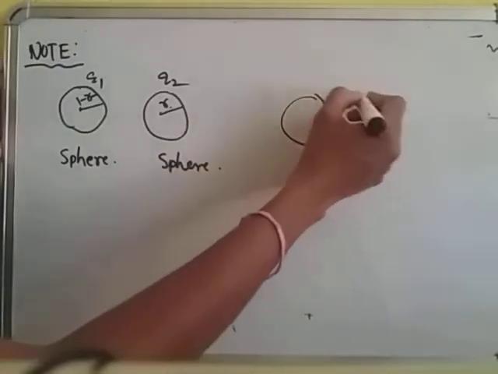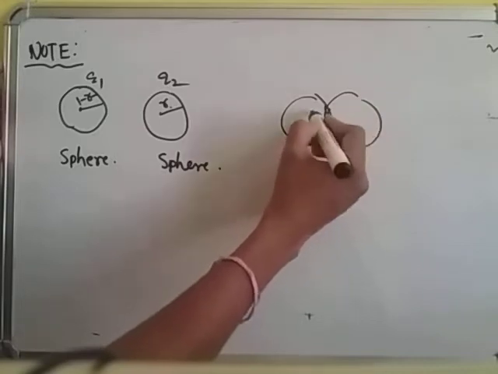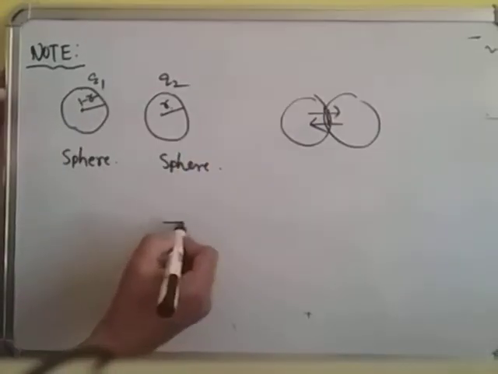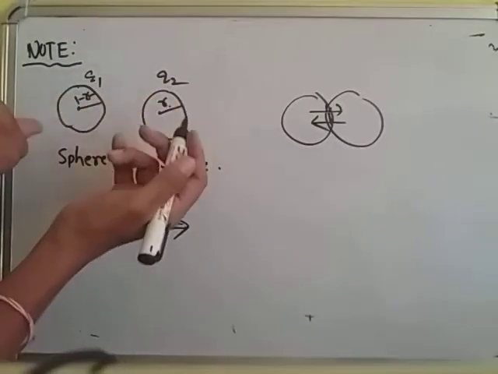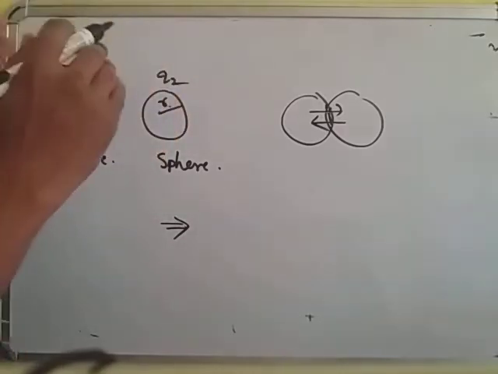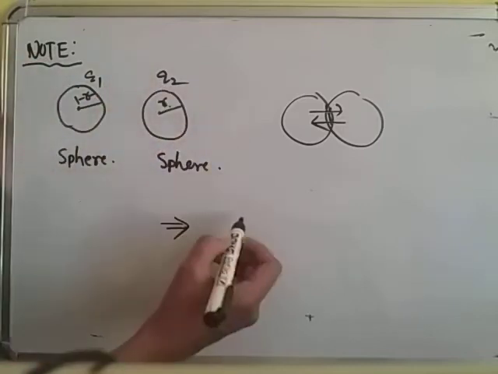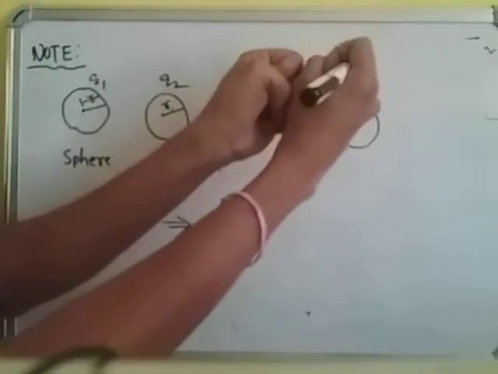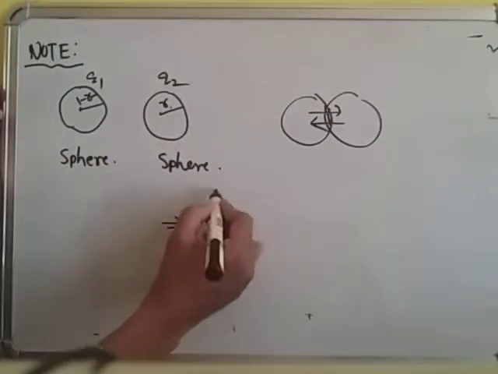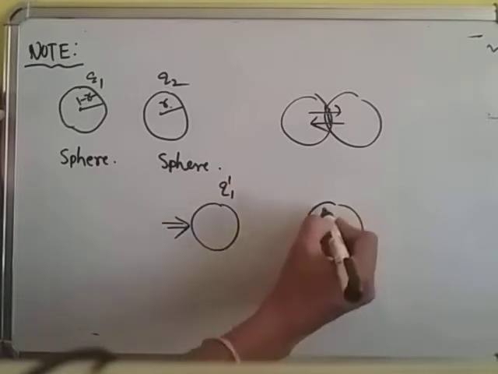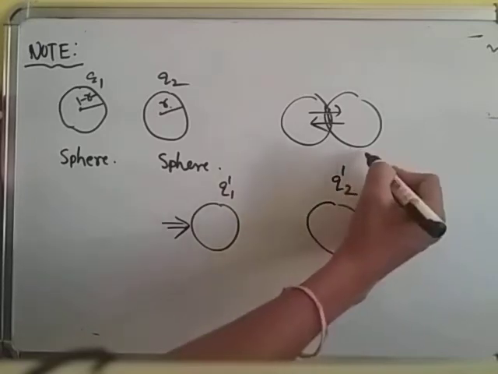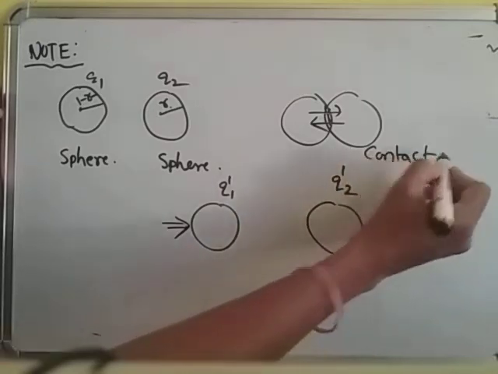When they are in contact with each other, at that moment charge sharing occurs between the two spheres. They are uniform, identical spheres, so the total charge is equally shared among them. When we make them contact and then separate, let the new charge on the first sphere be q1 dash after separating, and q2 dash the charge on the second sphere.